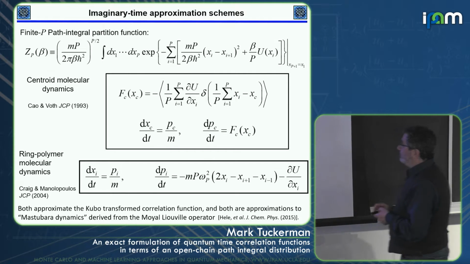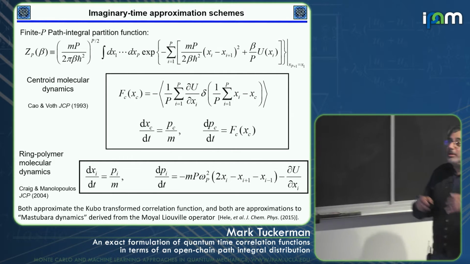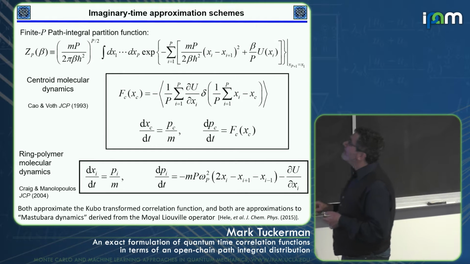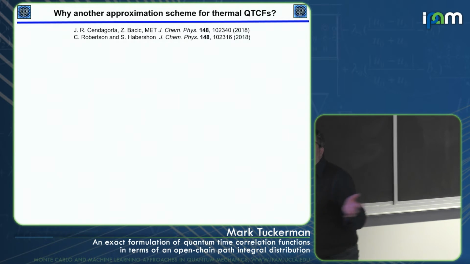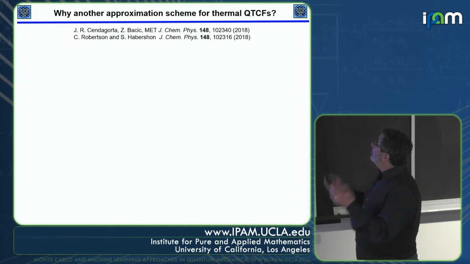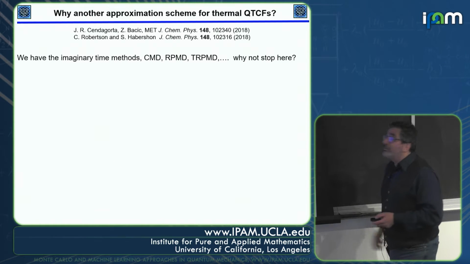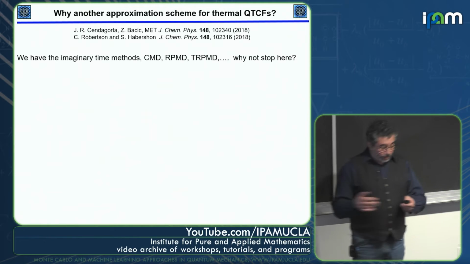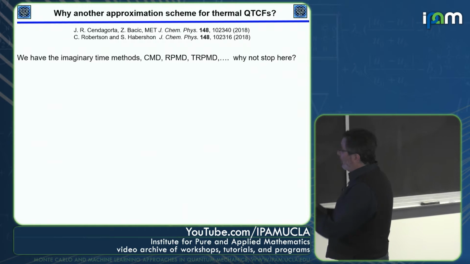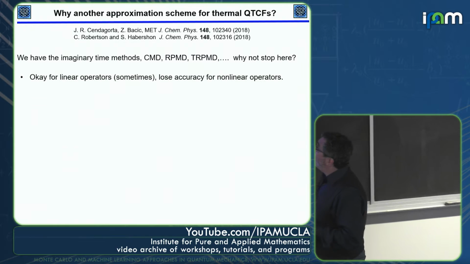And it doesn't mean that they're easy to correct, but it at least gives you a little bit of insight. Okay, so you can ask the question then, why do we need another scheme for quantum time correlation functions? So we have these imaginary time methods, centroid molecular dynamics, ring-polymer molecular dynamics, so on and so forth. Why not just stop here and say we're done?